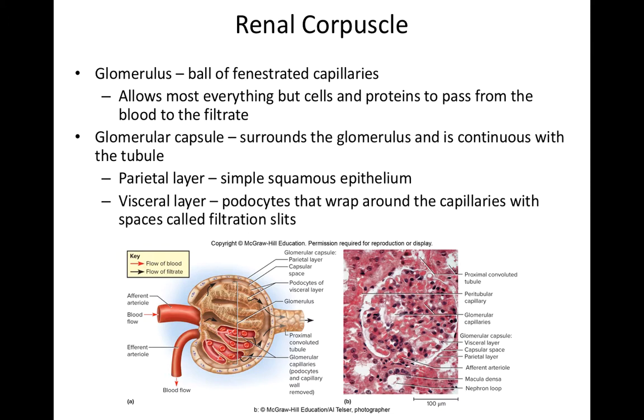Now, the capsule that surrounds it is continuous with the tubule, and it has a parietal and a visceral layer. The parietal layer can be seen right here. It's simple squamous epithelium. Okay, it comes around like this. And then the visceral layer is made up of these cells called podocytes that actually wrap around the capillary loops. And they're going to help form what's called the filtration membrane that we're going to talk about here in a minute.